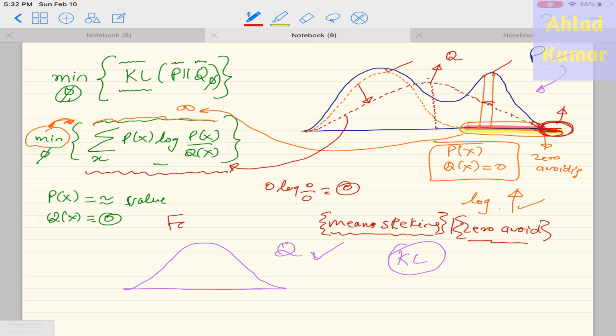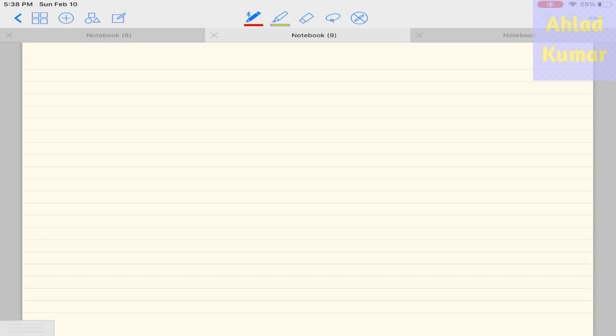So forward KL is basically mean seeking or zero avoiding, and it tries to stretch the distribution Q. As you can see, the earlier distribution of Q was this, and it stretched the Q distribution to this part. So it's basically stretching the distribution to cover the entire bimodal distribution P. This is important. So this is the concept of forward KL divergence. Now we will discuss the concept of reverse KL.